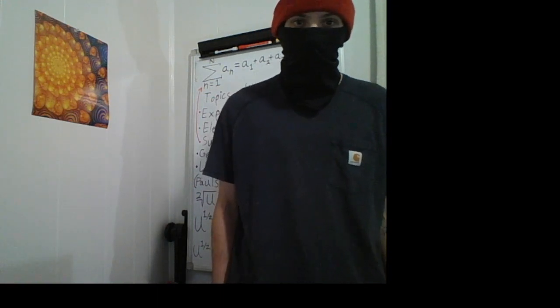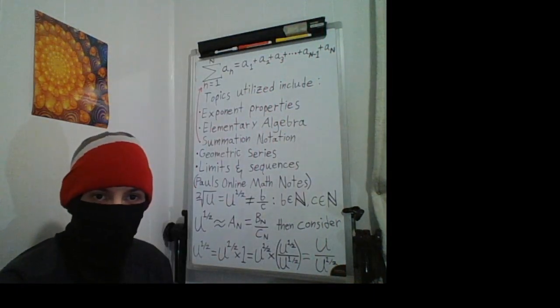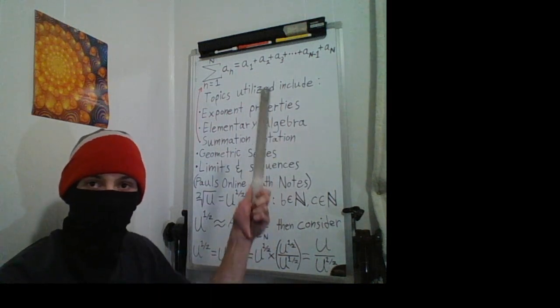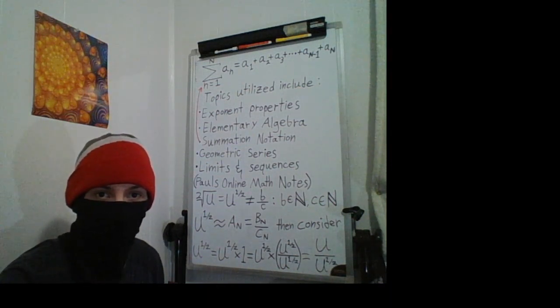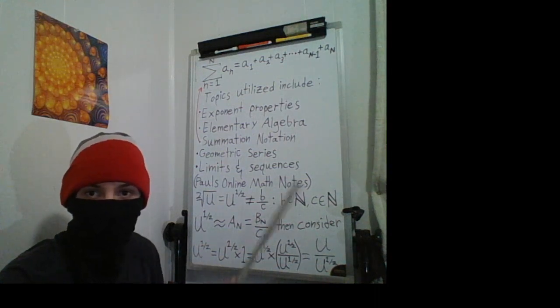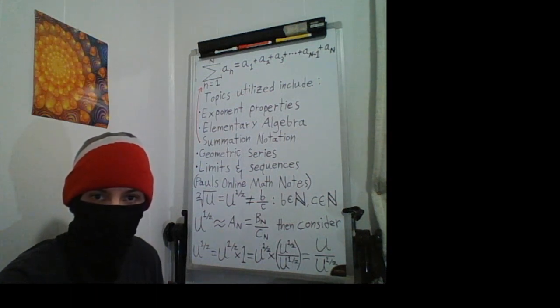Utility will be made of fractional exponent interpretation of roots. A list of prerequisite topics utilized in this footage include elementary algebra, exponent properties, summation notation here defined at the top of the board, geometric series, limits, and sequences. A self-contained online resource to review these topics is Paul's Online Math Notes, linked in the description with several other sites and sources both on and offline.